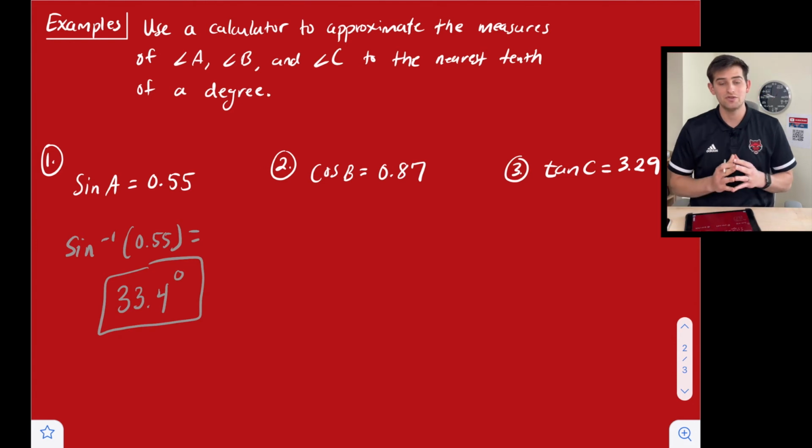Whenever you're using inverse sine, your answer is going to be in degrees because you're trying to find an angle measure. Whenever you're just using sine, cosine, or tangent, you're going to get a side length or a ratio of two side lengths, so it's not a degree.